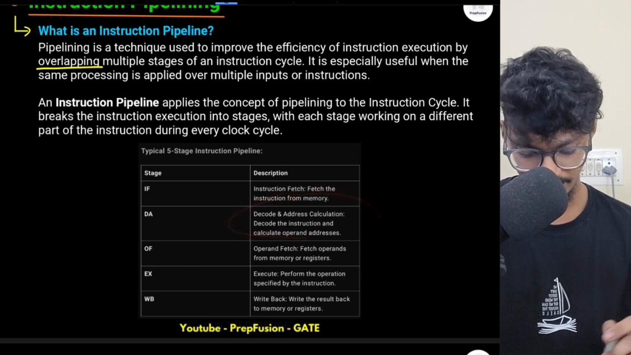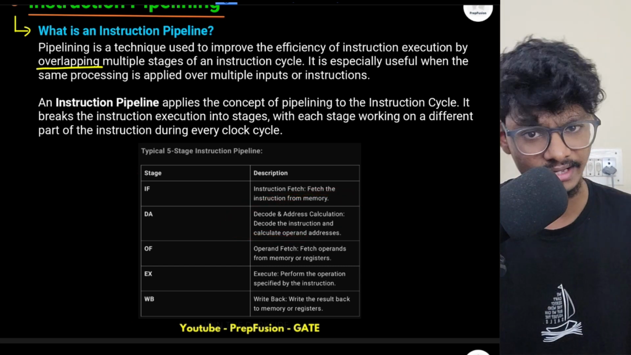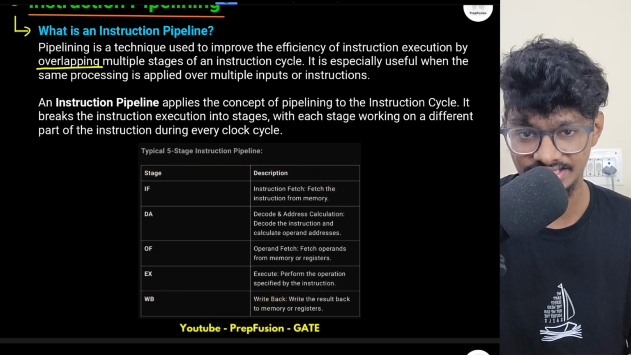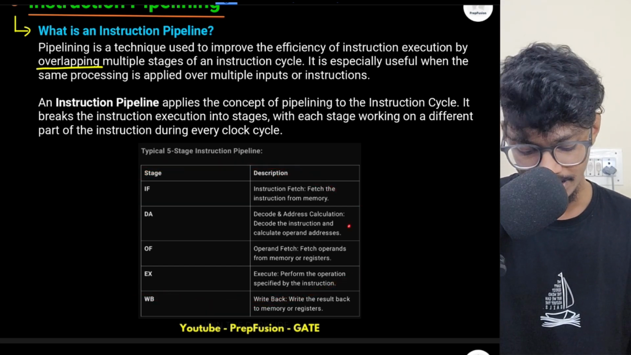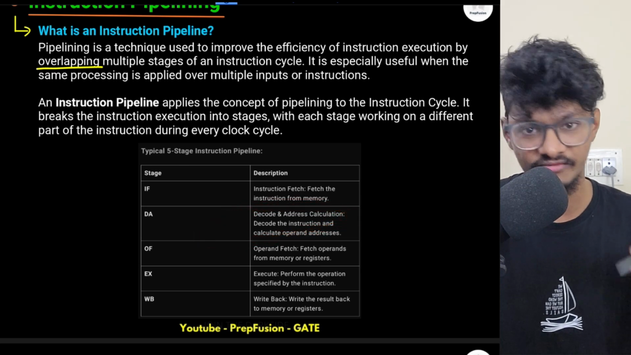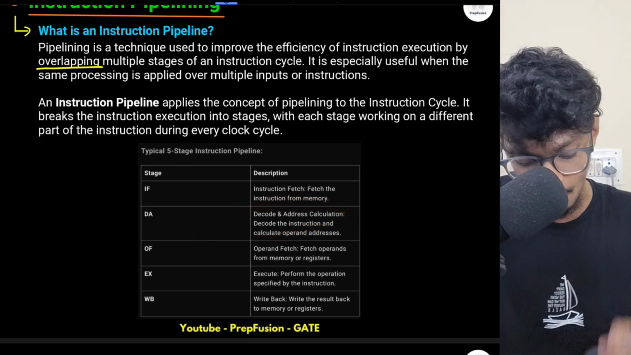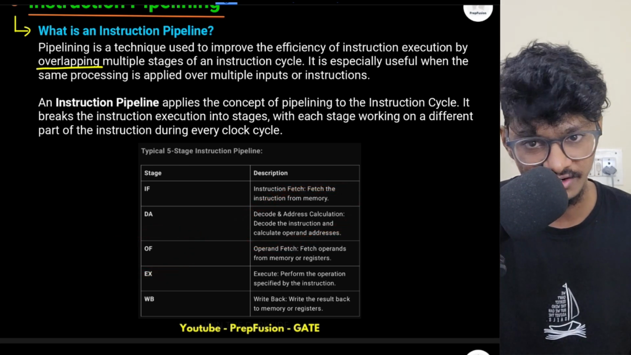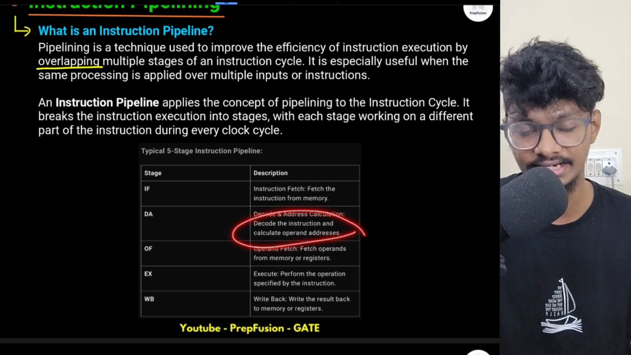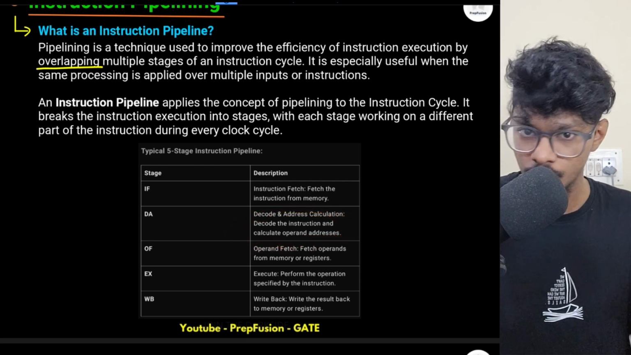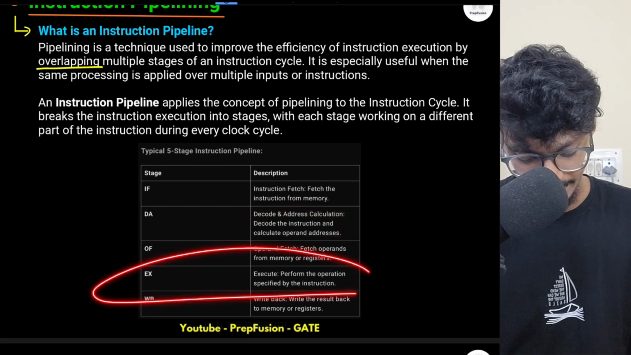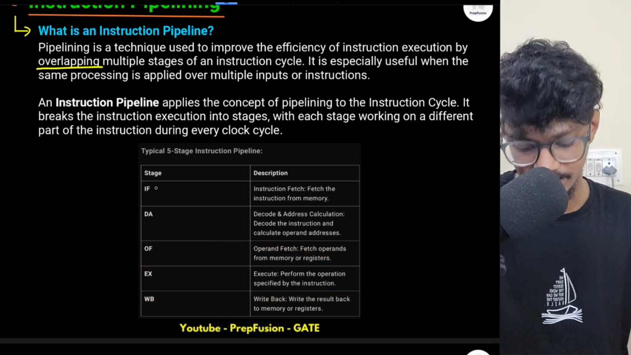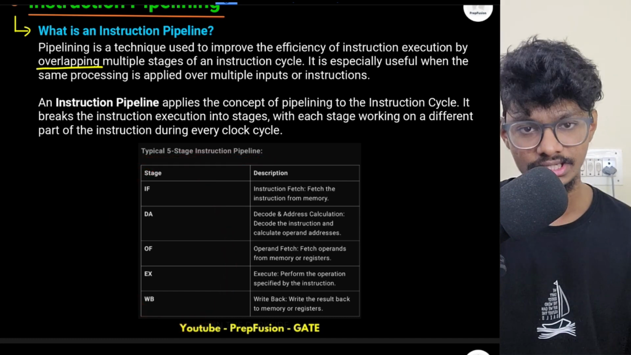This is just a standard instruction cycle. There can be other types of instruction cycle as well. Don't worry, they will mention this in the question. They will tell you how many stages each instruction cycle has. So next is decode and address calculation. I will decode the instruction and then I will calculate the address of the operands. So all those things can happen in stage 2. In stage 3, I will do the operand fetch. I will fetch the operands from the address that was calculated in the previous stage into our registers. Then I will execute. I will perform the operations on those operands. Then I will write back the result. So this is a standard typical 5-stage instruction pipeline.